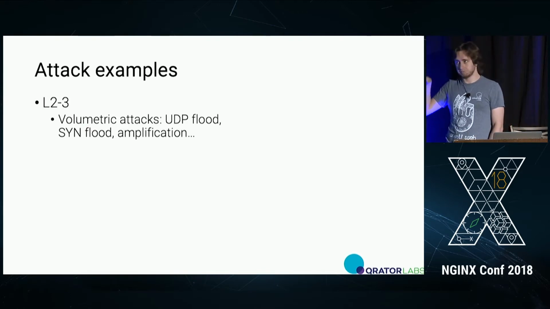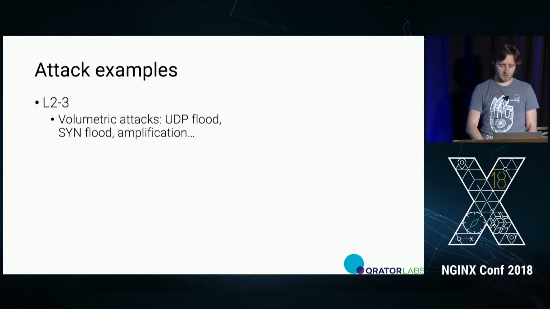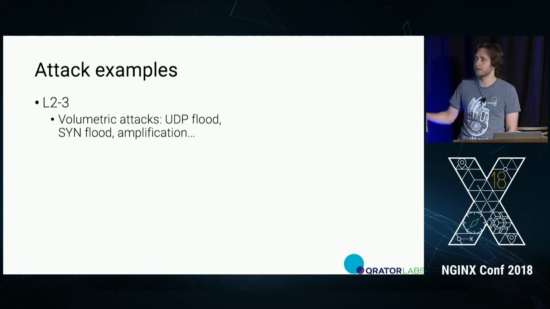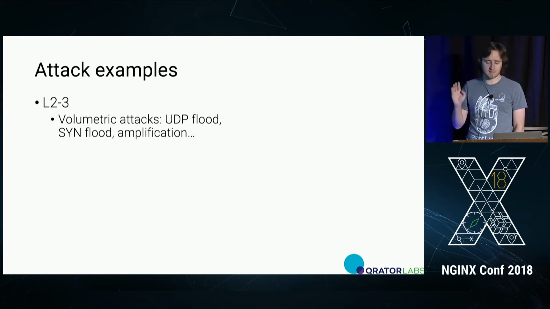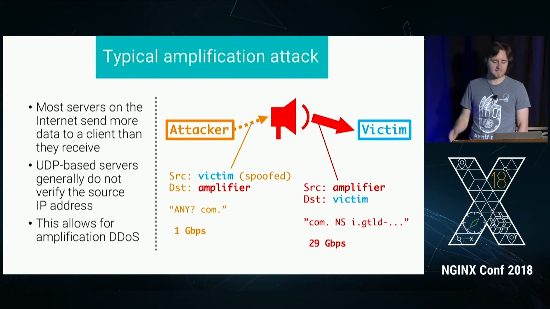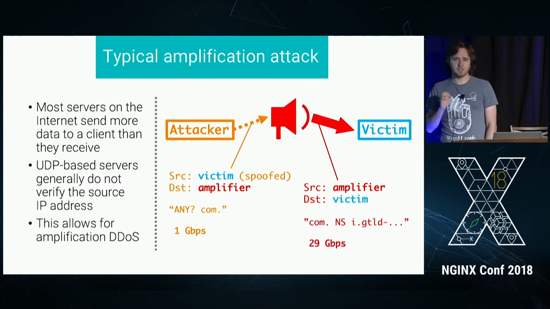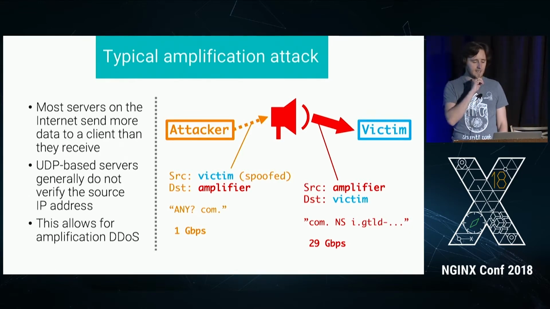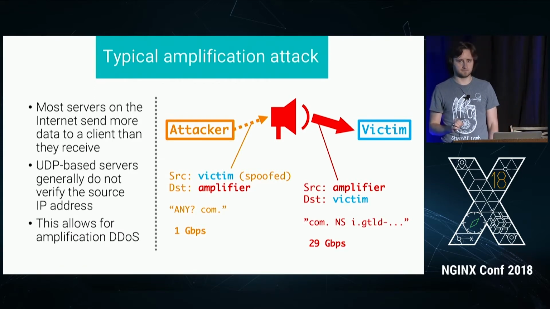We start with the lowest layer of the OSI model, and there's a long list of attacks related to low layers. But the most probably important here and most widely known is amplification. What's an amplification DDoS attack? In a nutshell, most servers on the internet serve data to clients, and they usually send more data to a client than they receive from them.